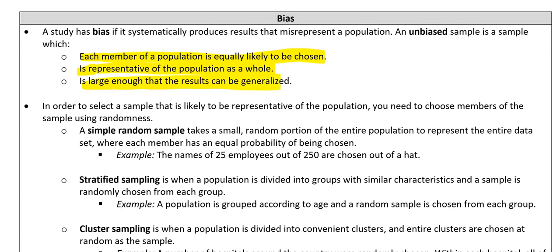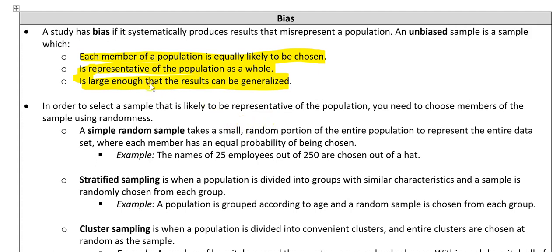Okay, so these are things that we look for when we are trying to create some sort of study. Now, in order to select a sample that is likely to be representative of the population, you have to choose members of the sample using randomness. So a simple random sample takes a small random portion of the entire population to represent the entire data set, where each member has an equal probability of being chosen.